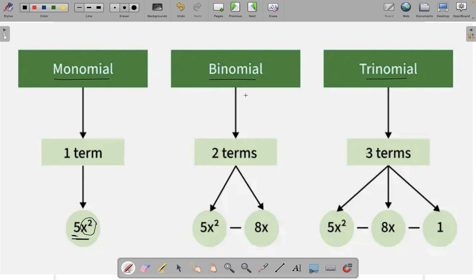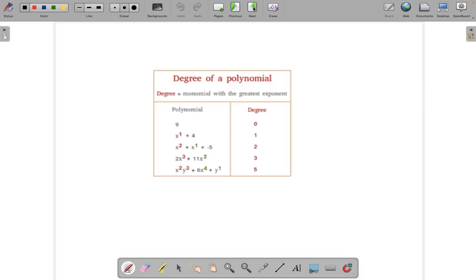So you have monomial, which is one term, and an example of a monomial is 5x square. Here x square is the variable and the coefficient of x square is 5. Binomial has two terms, for example 5x square minus 8x. Here x square is the variable, the coefficient of x square is 5, x is another variable, and the coefficient of x is 8, right? They are the same variable, x and x square, but they have different forms, right? Trinomial has three terms. So the coefficient of x square is 5, the coefficient of x is 8, and 1 is the constant term.